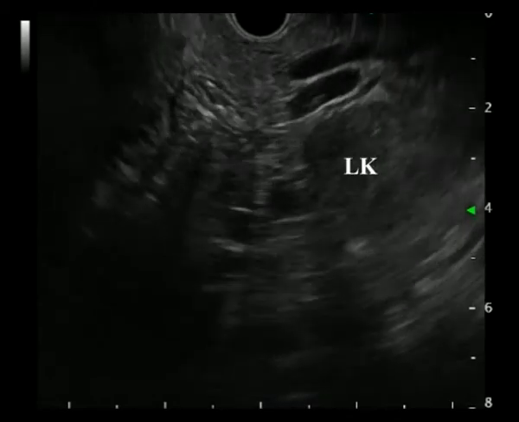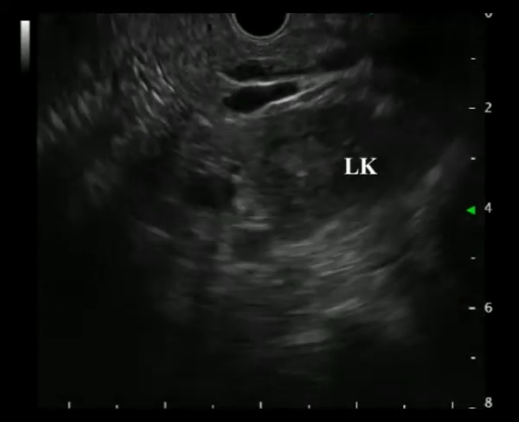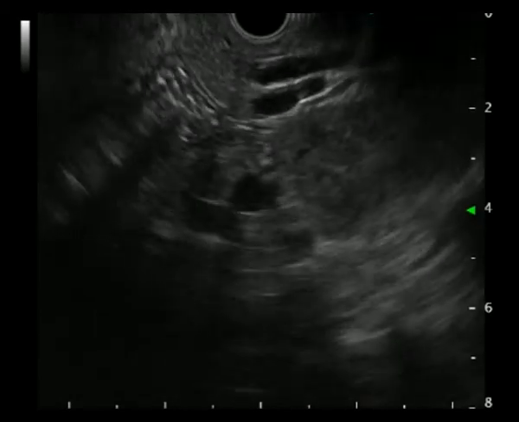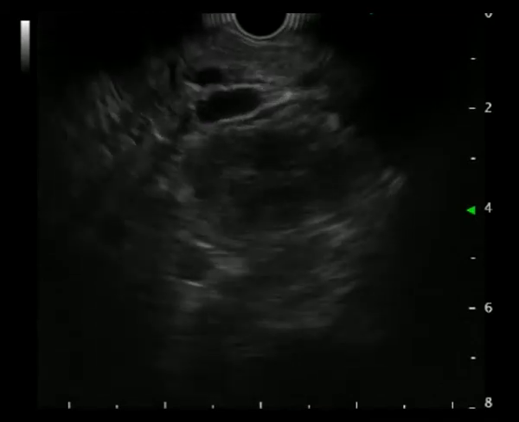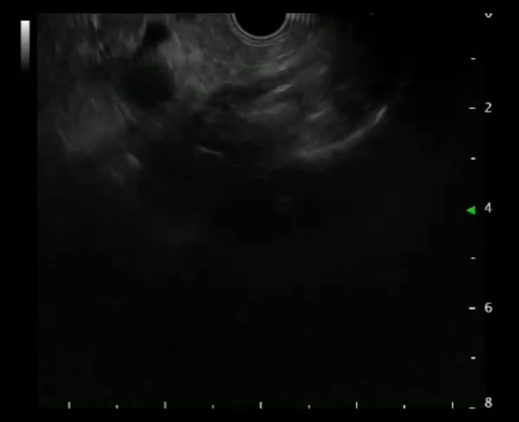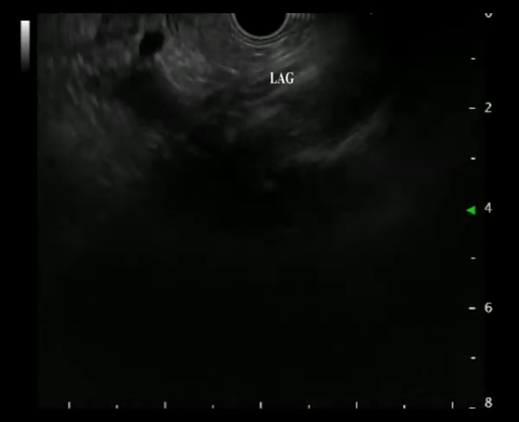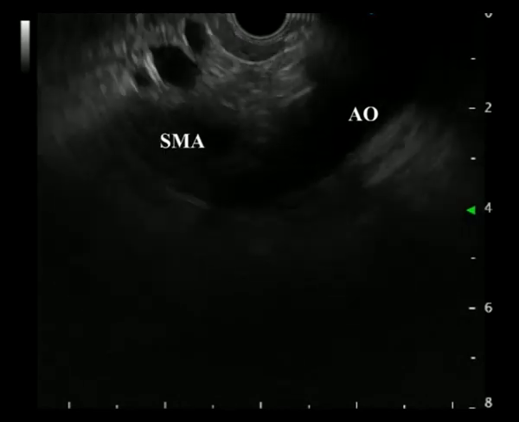The left kidney and the left adrenal gland, situated between the kidney and the aorta, were also seen. With counterclockwise rotation of the scope, we could follow the splenic artery from the splenic hilum back towards the celiac artery. At this point, the scope was pushed in a little to reveal the superior mesenteric artery.